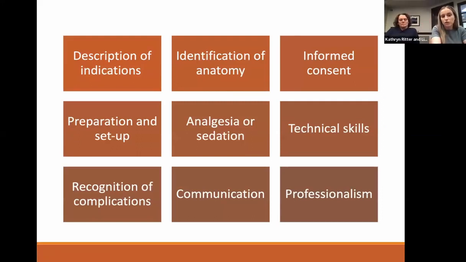So I'll bring up an example of the specific parts of a procedure that you can do a direct observation for. You can go in with your trainee as they are describing the indications for the procedure to the patient. You can make sure that they're able to identify the important anatomy and obtain informed consent appropriately. You can also watch them prepare and set up for the procedure, since a lot of times there are opportunities for improvement there. Trainees may be doing that with indirect observation for the most part, but by actually going in there and directly observing them, you can learn a lot and help them really streamline that process.